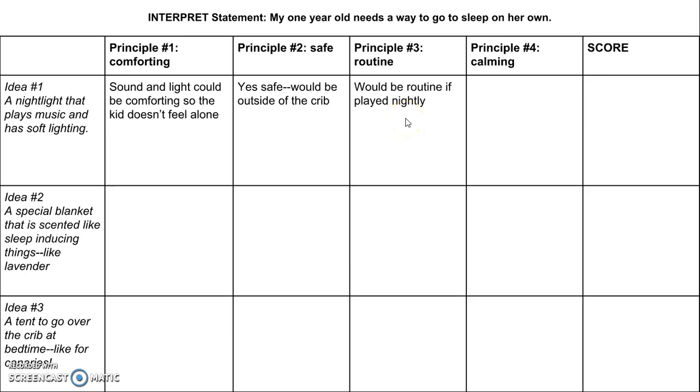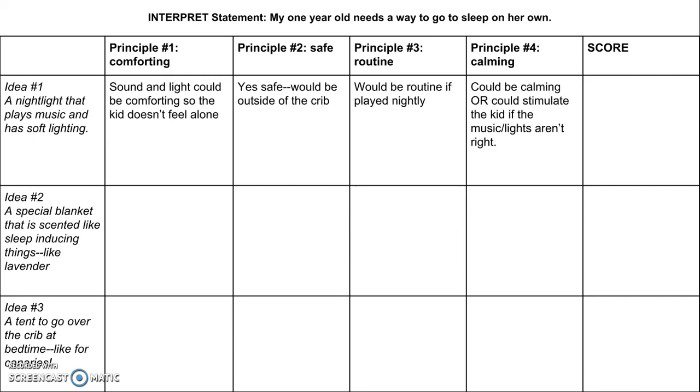As a parent, you would have to be really consistent about always playing it on the same light and the same music because kids know the difference. And then the 4th principle, calming. It could be calming or it could stimulate the kid if the music and lights aren't right. And it also depends on the kid.